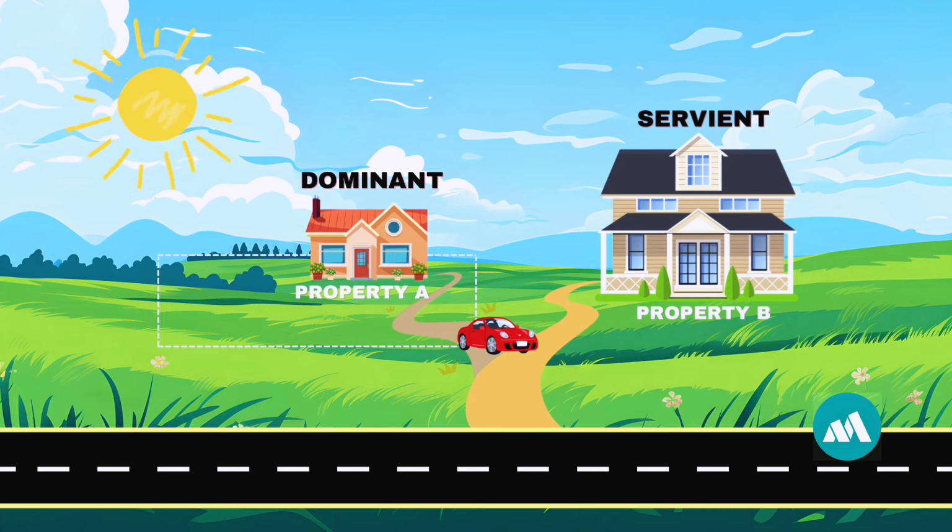Typically, maintenance, responsibilities, and usage rights are detailed in the easement agreement. Both properties need to adhere to these terms to ensure smooth coexistence. Understanding the roles of servient and dominant properties is essential for recognizing how easements affect property use and ownership. It also helps clarify who has rights and responsibilities in these legal arrangements.